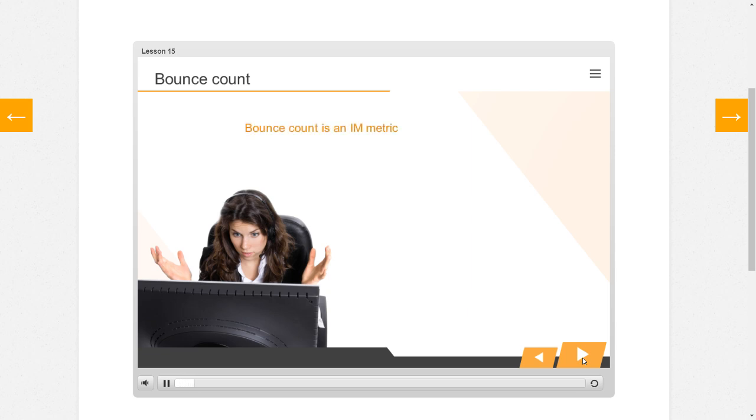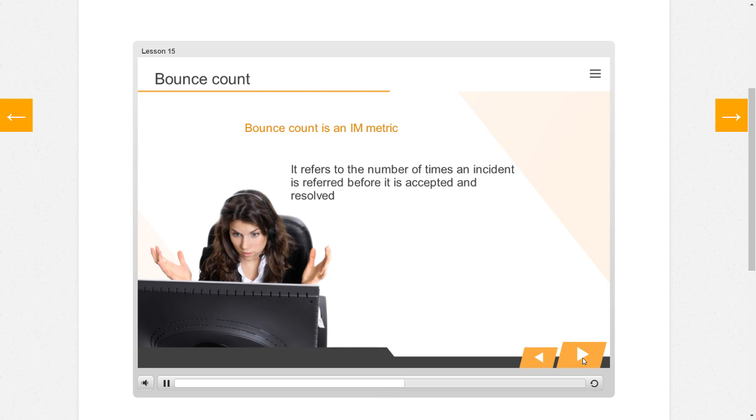There is an incident management metric referred to as bounce count. Bounce count refers to the number of departments or organizations that an incident is referred to before it is accepted and the incident is resolved. For example, in an organization, the software team might refuse to accept an incident because it's a network issue. Networks refuse to accept it because they think it's a database issue, and so it goes on.